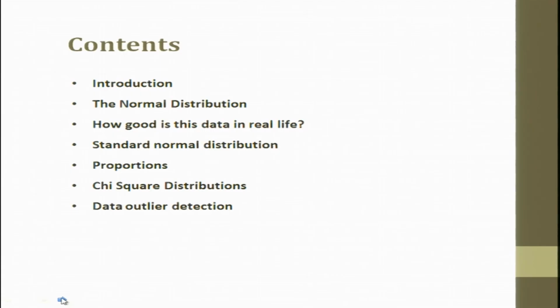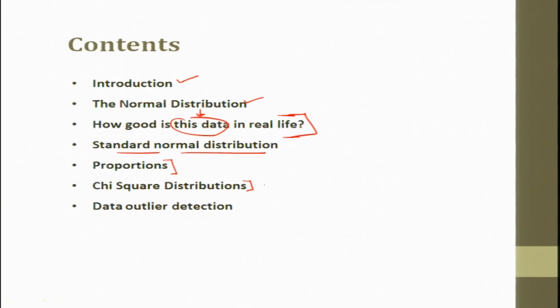Now, the contents will flow like this. First, I will introduce the normal distribution, and I will discuss it in detail. Then I will pick an example to explain how good or how not good the normal distribution is in real life. Then what is the standard normal distribution, and I will discuss something about proportions and try to solve an example on this. Then I will discuss the chi-square distributions.